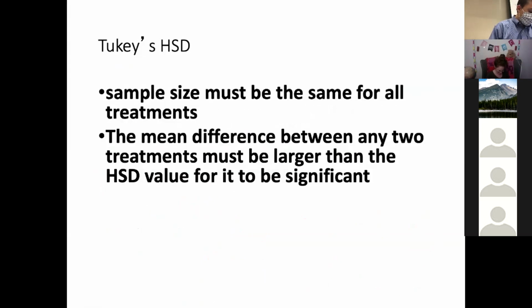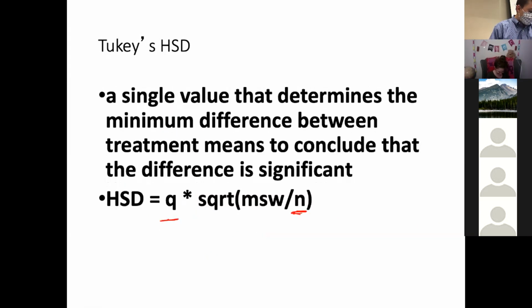All right. So going over Tukey's HSD again. The equation for Tukey's HSD is Q, and Q is going to be a number we're looking up in the back of the book, times the square root of the mean squares within that we calculated for the problem, divided by the number of people in each condition.